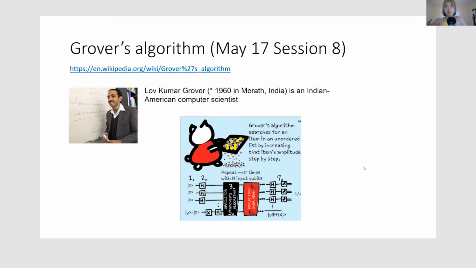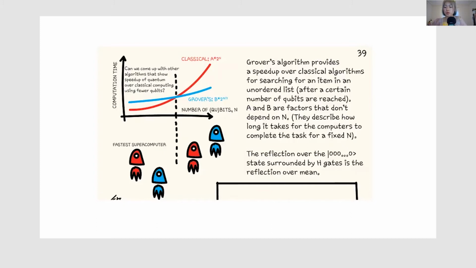Grover's algorithm, you can use it for searching an item, and you can do that using a classical algorithm as well. Classically, if you want to search for an item in a list, and you have n bits, you may have to run your algorithm with scaling of 2 to the n. But for Grover, the scaling is 2 to the n over 2, so the square root of 2 to the n.